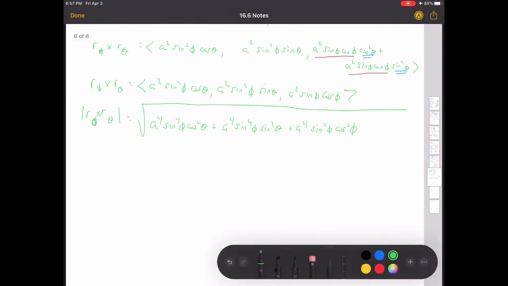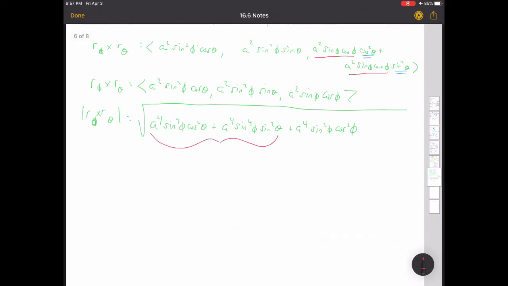But we're going to want to simplify that because this thing is an absolute mess. Again, what you should see is between these two terms right here, I have an a to the 4th sine squared phi in both. If I factor those two things out of just those two terms, that leaves us with cosine squared plus sine squared. So really what I get out of that is going to be a to the 4th sine to the 4th phi times 1. That's what you get out of both of those.